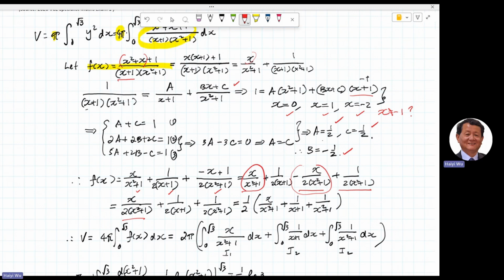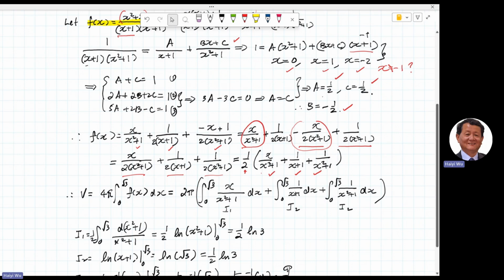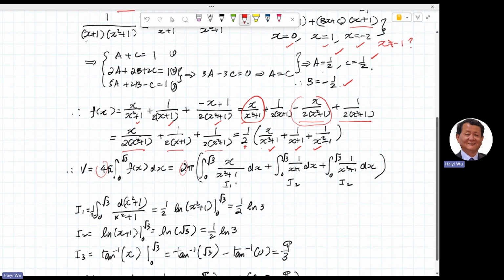Okay, so now I've got the second one and third one, and I'll take the half as a common factor. So I've got three fractions, 1, 2, 3. Half divided by 4, divided by half, is 2. Therefore my f(x) becomes three partial fractions. I'm going to do them individually and call them I1, I2, I3.